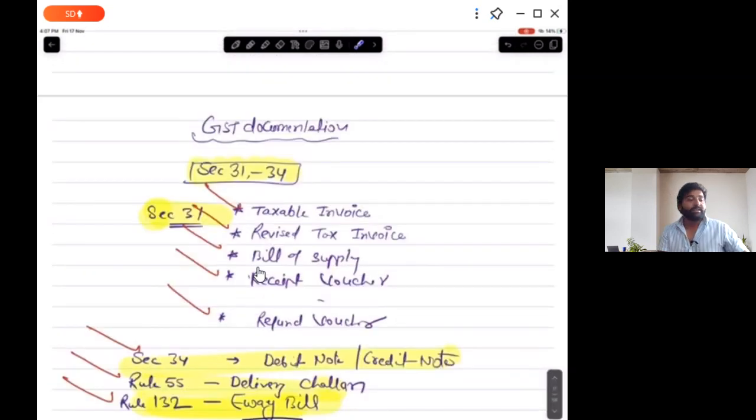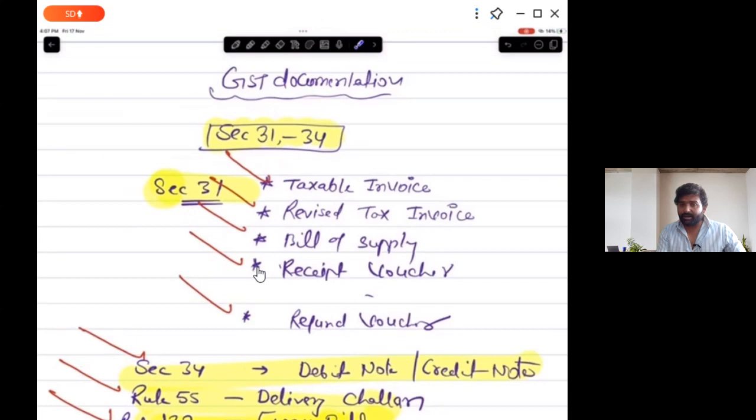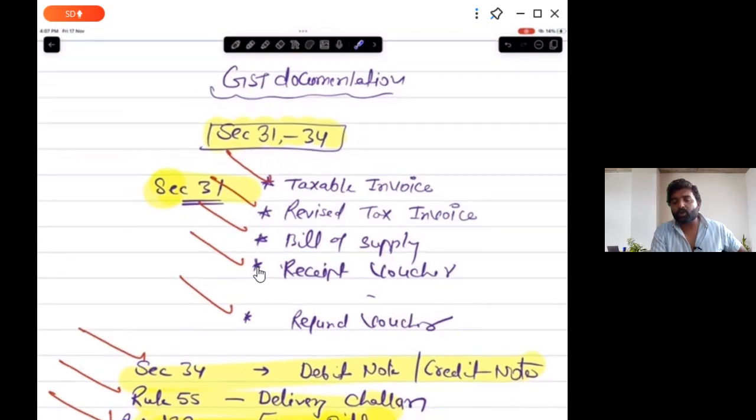Now there is one more chapter that we need to cover right now, and that is very important, GST documentation. Let me take a water break. I am just refilling my bottle, and again we will start with another chapter, that is GST documentation. I'm giving a break of 1 or 2 minutes max.